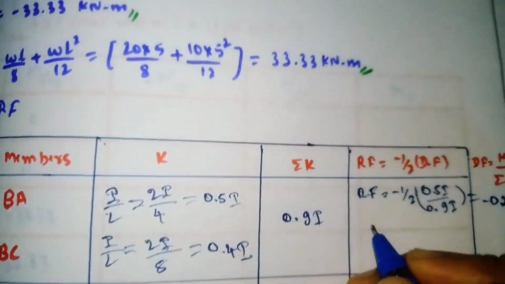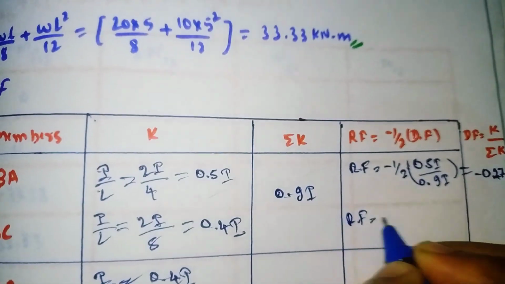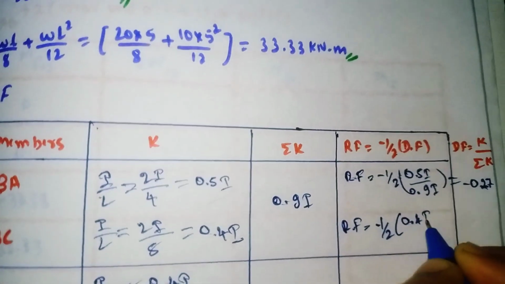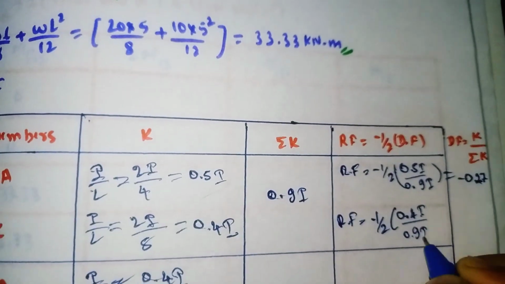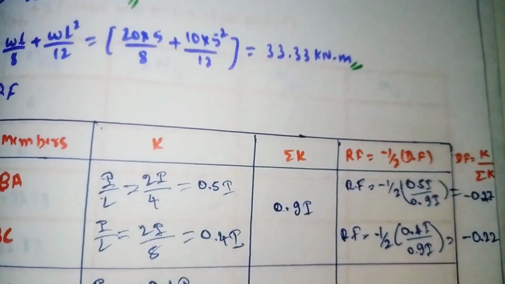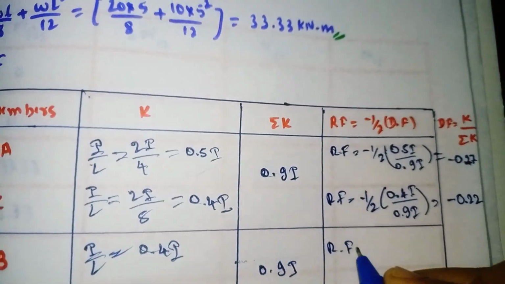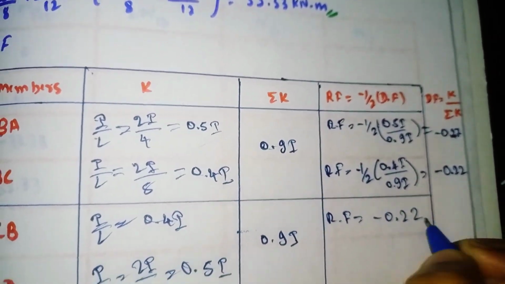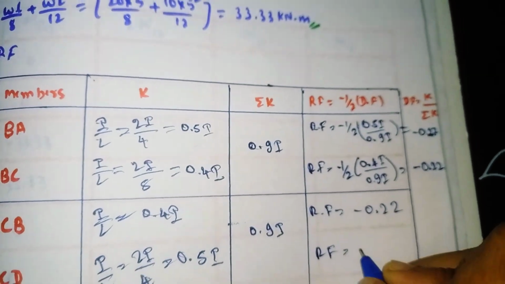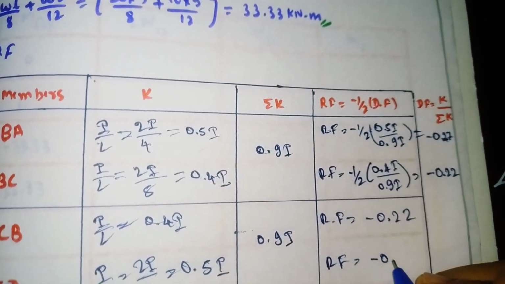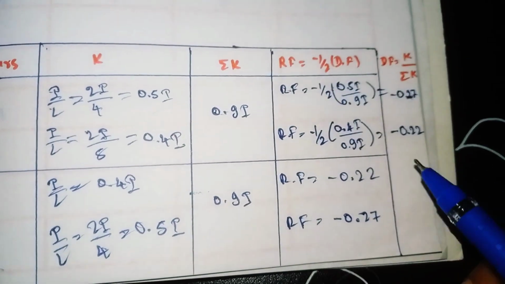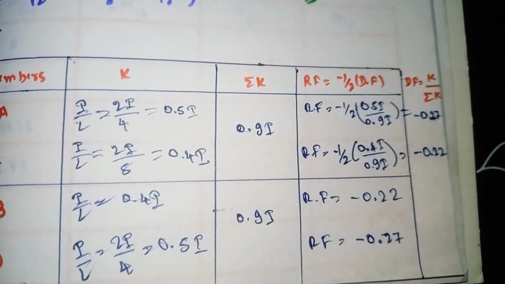Similarly for BC, the rotation factor is equal to minus 0.4I divided by 0.9I. It will come out as minus 0.22. So for this also it will come out as minus 0.22. And the rotation factor for this will come out as minus 0.27. So this is how we have to calculate the rotation factor.